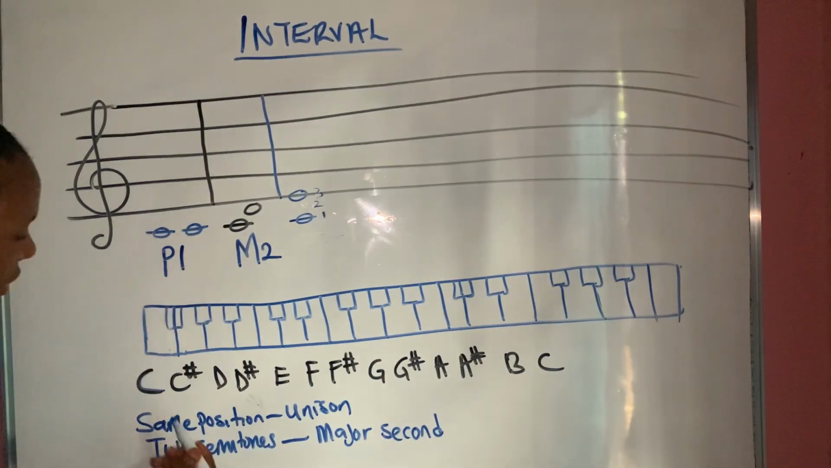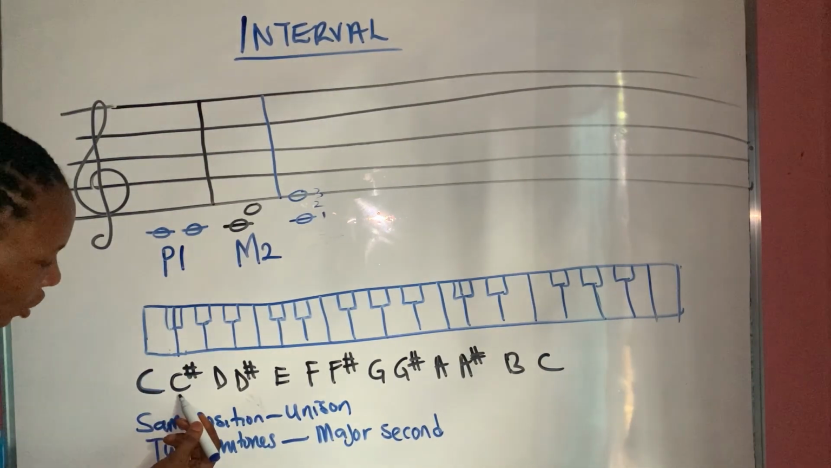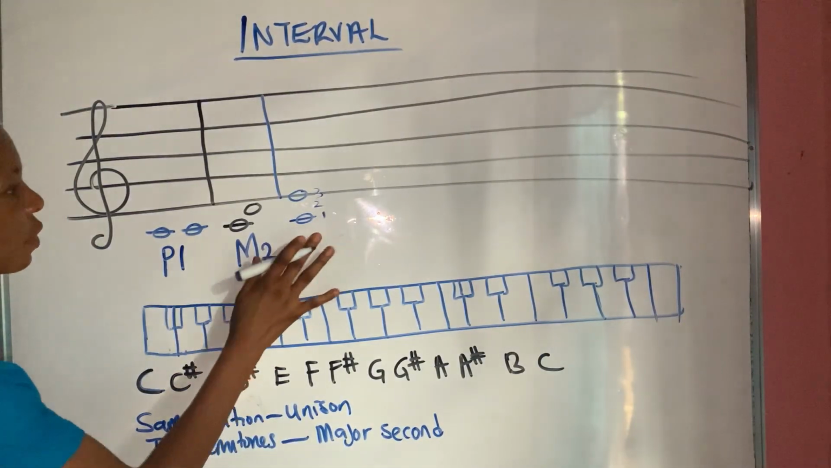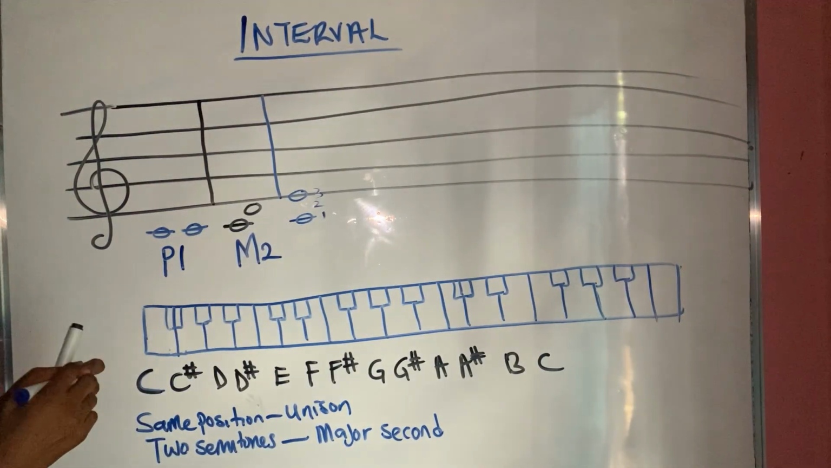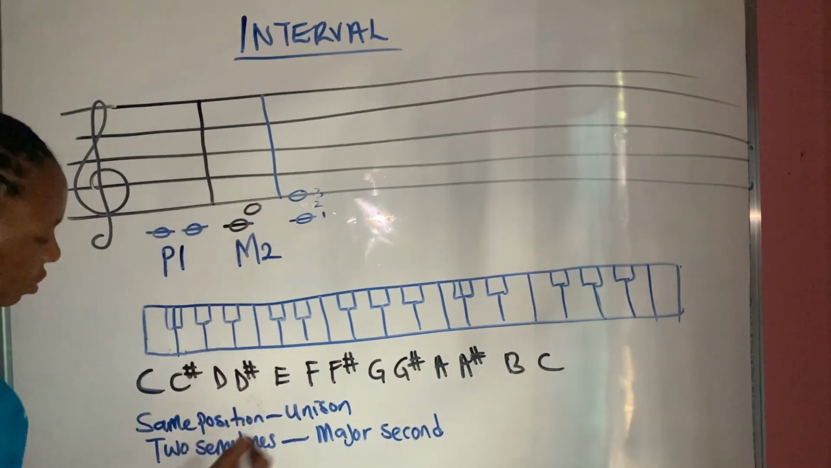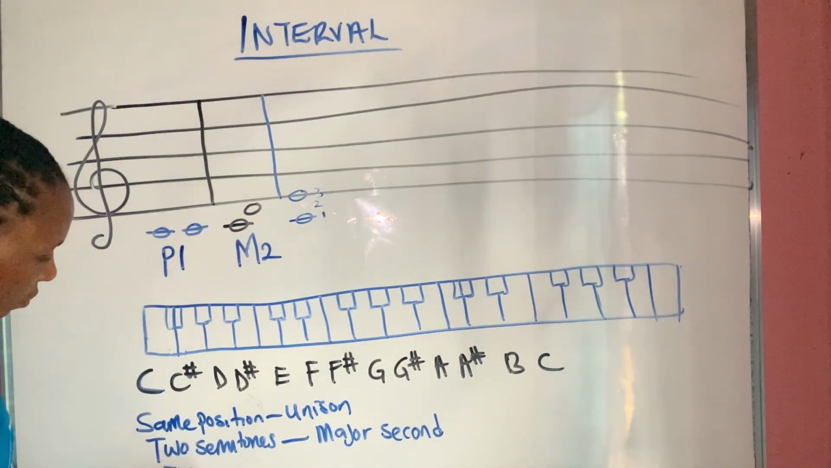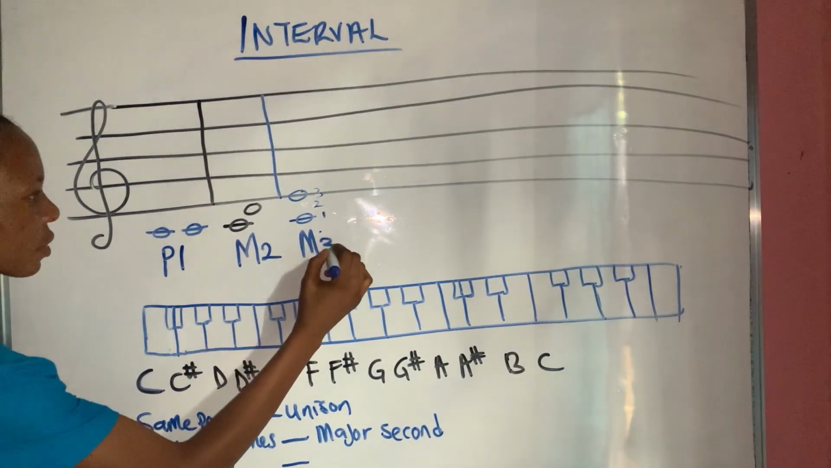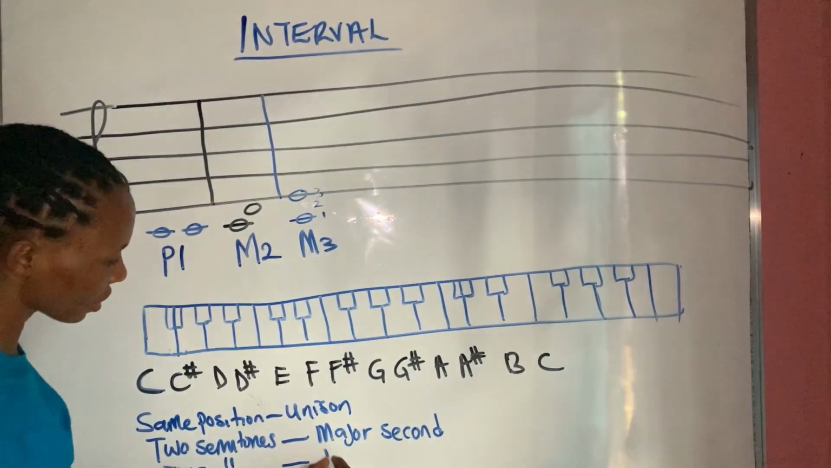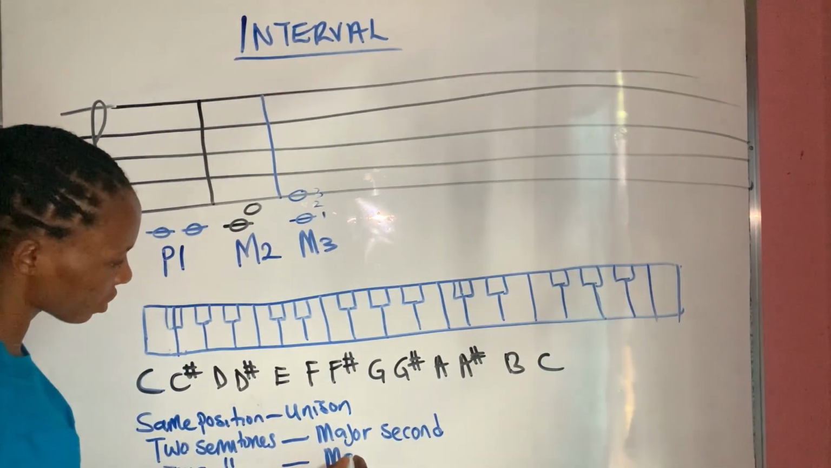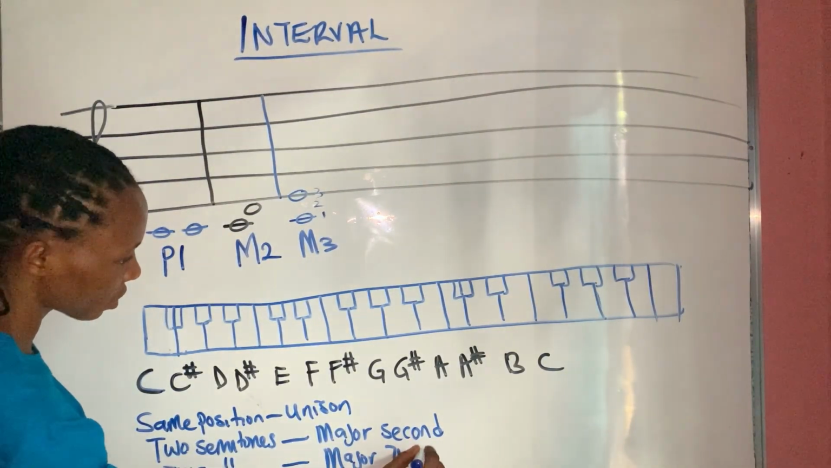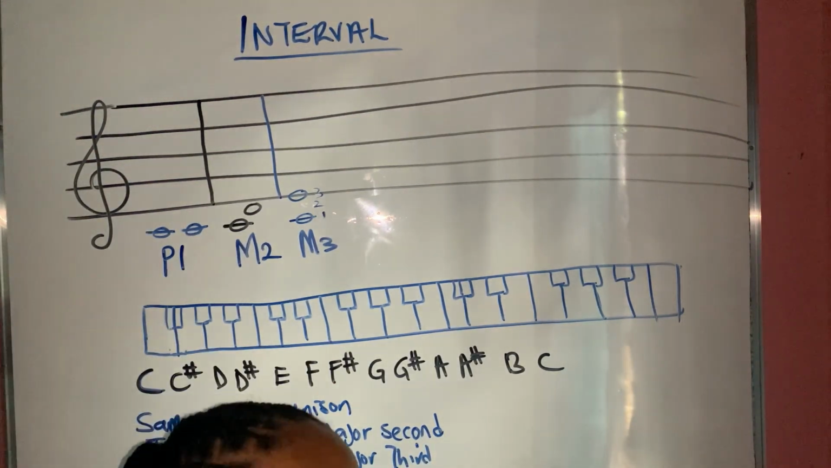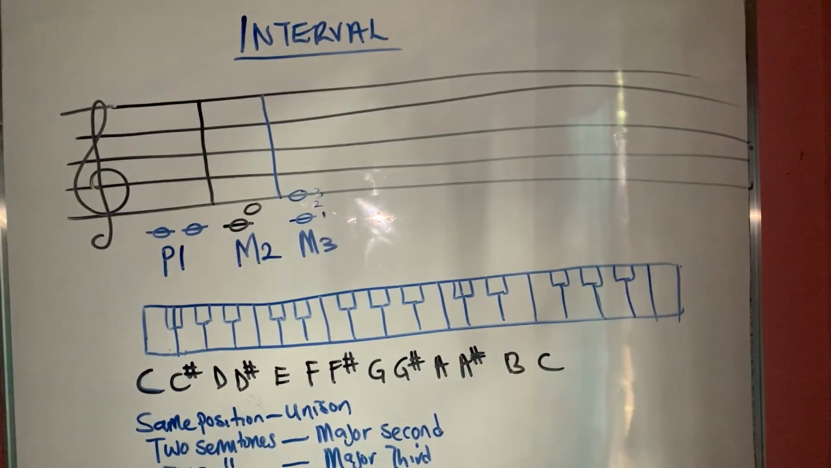Now let's see C to E. This is C. We pass C sharp, D, and then E. How many semitones? 1, 2, 3, 4. So we have 4 semitones. What can we get from 4 semitones? Four semitones is a major third. So whenever you have 4 semitones, that gives you a major third.